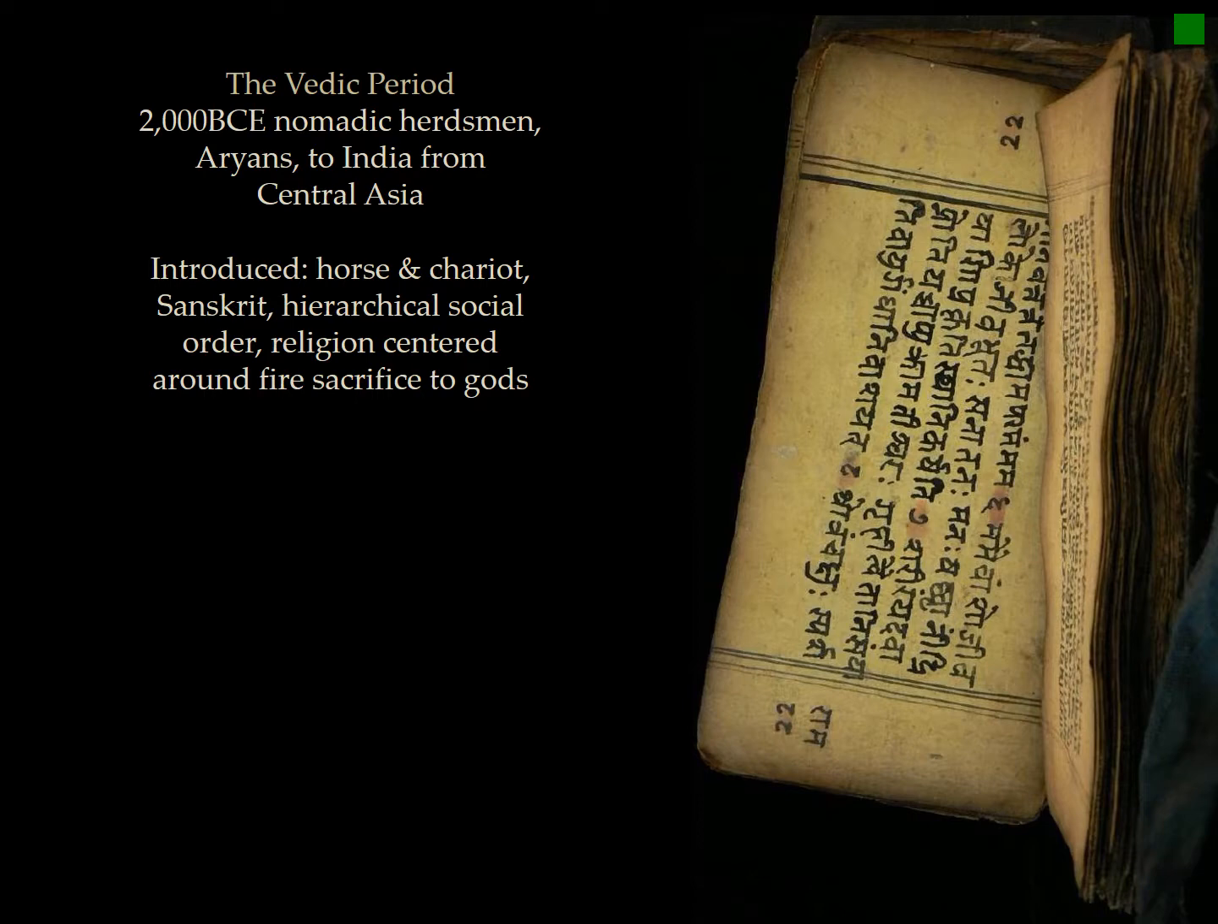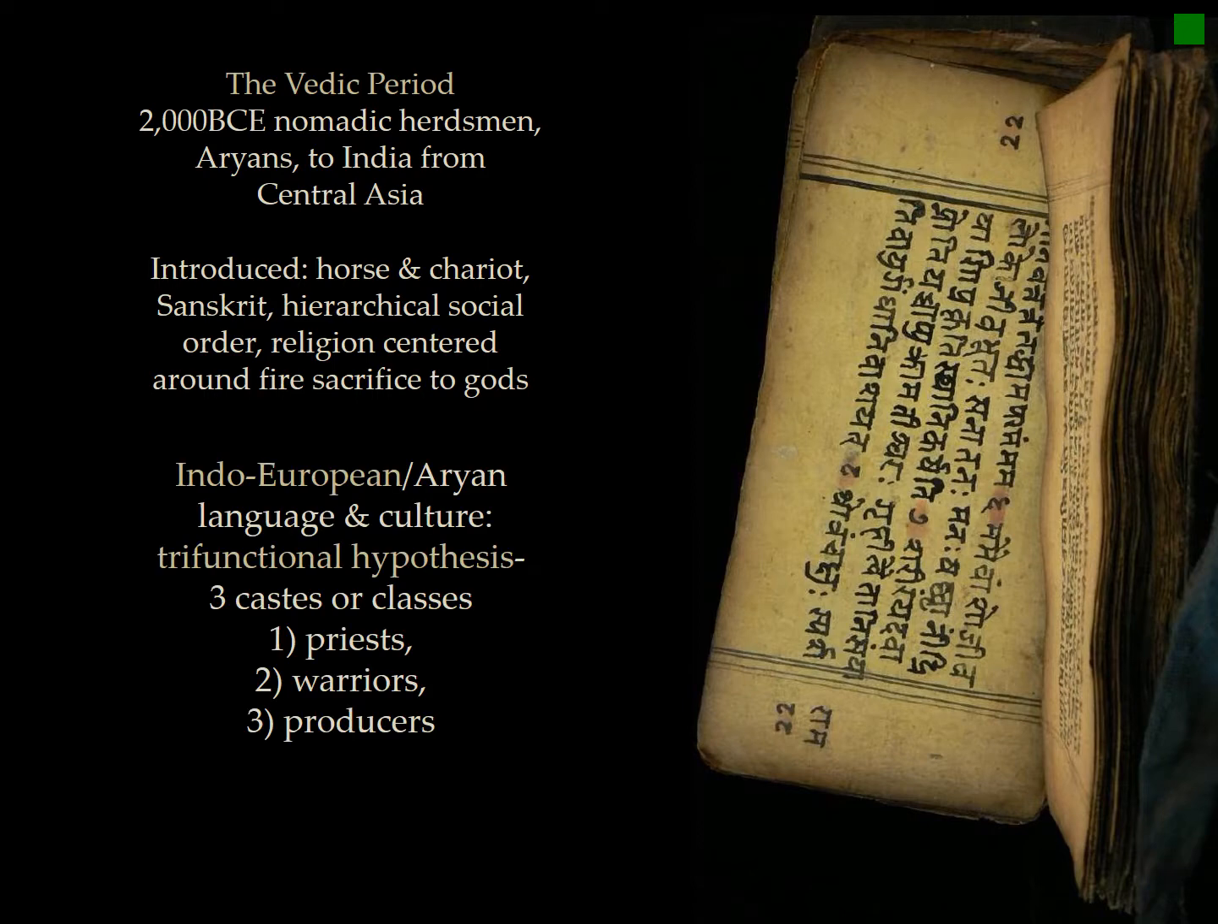They would introduce to this culture the horse and chariot, writing in Sanskrit, a hierarchical social order with a religion centered around fire sacrifice to the gods. This Indo-European approach to culture, or Aryan, would have a trifunctional hypothesis that we still use today to understand this culture.